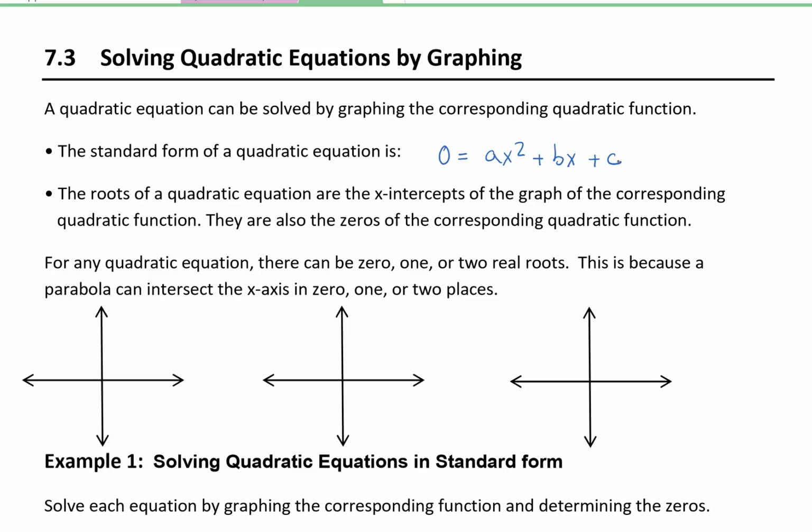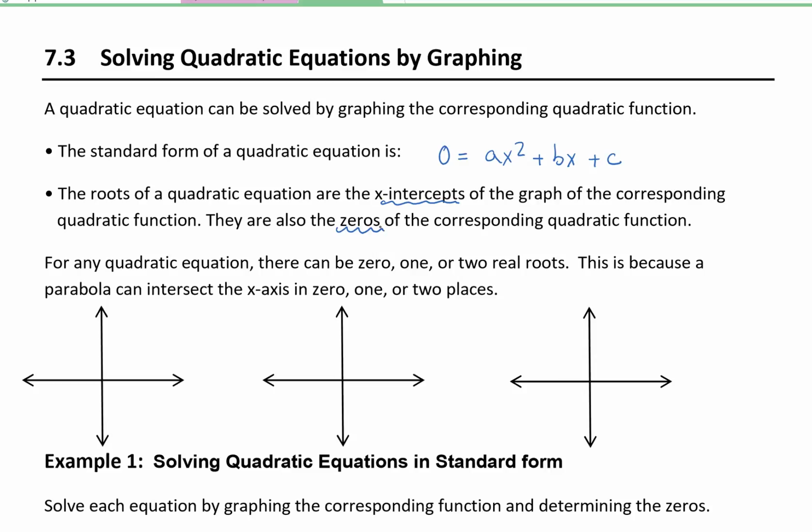So remember, when we're going into our graphing calculators and we solve for our x-intercepts, we're actually going second trace, 0. That's because those two words are interchangeable. Looking for your x-intercepts is looking for your zeros. For any quadratic equation, there can be 0, 1, or 2 real roots. You might have remembered me telling you this once before.